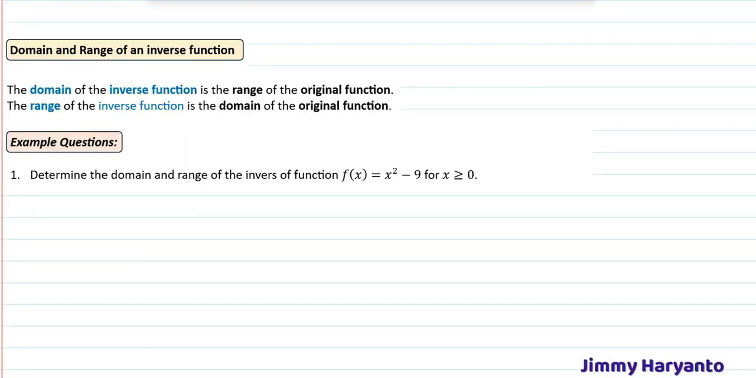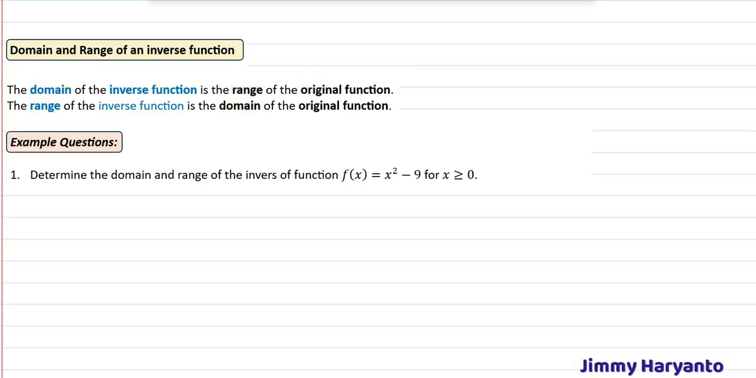And then the last one for today is the domain and range of an inverse function. The domain of the inverse function will be the range of the original function, since inverse is the reverse of the function. That means the x will become the y, and the y will become the x, and that also means the range of the inverse will be the domain of the original function.